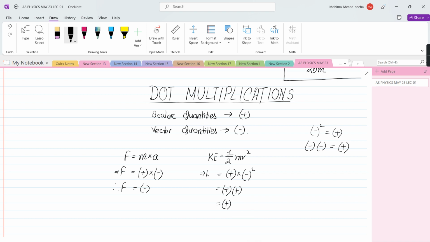So this is the final sign for kinetic energy. And as the final sign for kinetic energy is plus, what would be the quantity? Is it going to be scalar or vector? Scalar, scalar. Why is that? Because it's plus, so it's a scalar quantity.